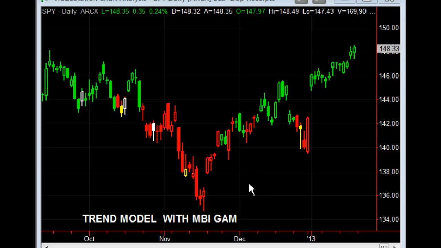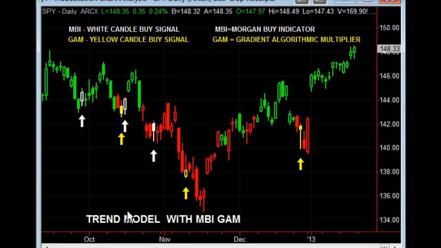Alright, so what we're looking at here is the trend model, and basically what this one does is it simply colors the candles red or green based on an algorithm that determines whether or not trend is building and growing. At one point I thought about creating them as an increasing color, but it's simple to see them as red or green. This was an important distinction, because once we were able to determine red and green trends in the market, you're able to compare very specific readings, and that became very important in helping to define the MBI and the GAM.